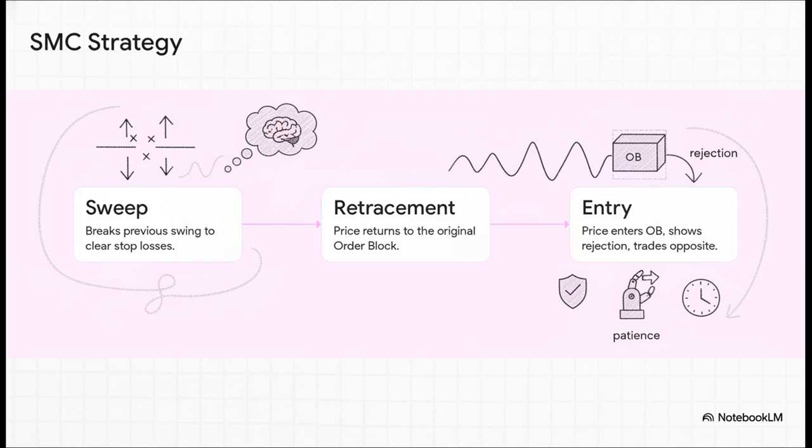Step 1, it looks for a liquidity sweep. That's where the price breaks a swing high or low to clear out retail stop losses. And amazingly, the algorithm actually uses a 50-bar memory lookback. That means it remembers these sweeps even if the price takes a long time to react.